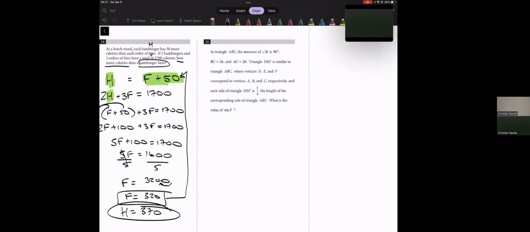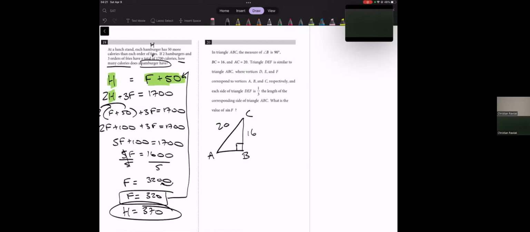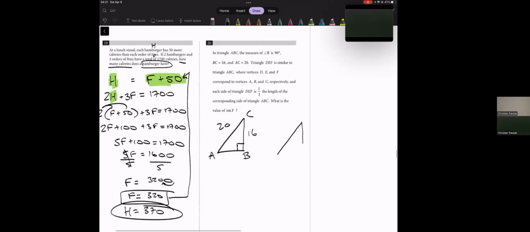Okay, final one. If triangle ABC, so I'm going to draw a triangle, and the measure of angle B is 90 degrees, so ABC, this is a 90-degree angle. If BC is 16 and AC is 20, triangle DEF is similar to triangle ABC, where vertices DEF correspond to ABC. So I'm going to draw that out. And I should be drawing out the same order because it does say respectively.